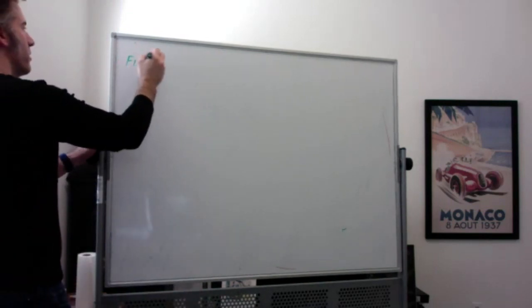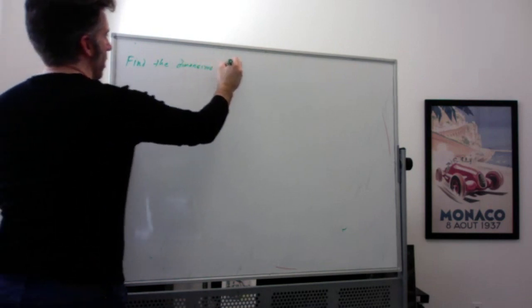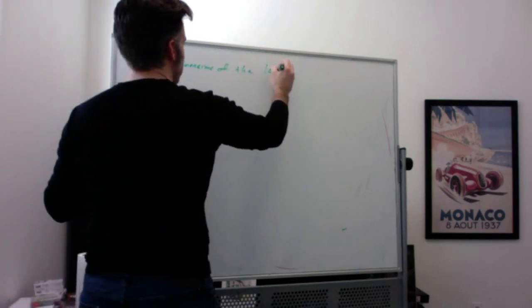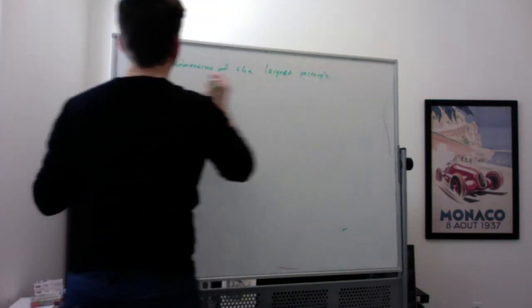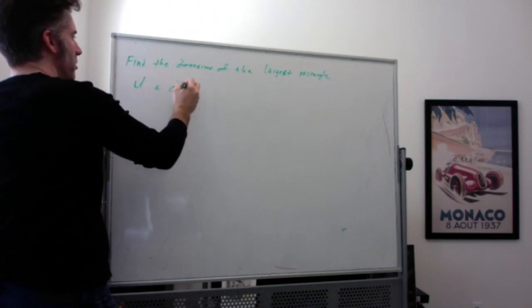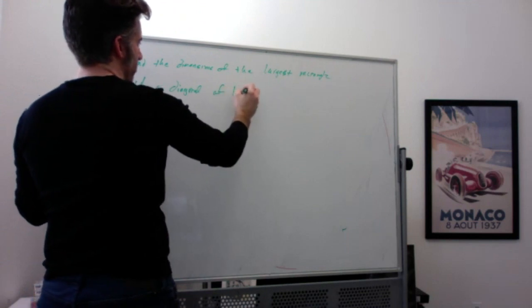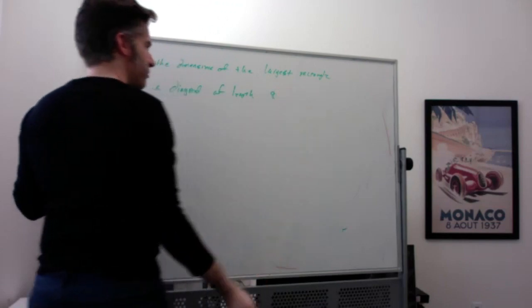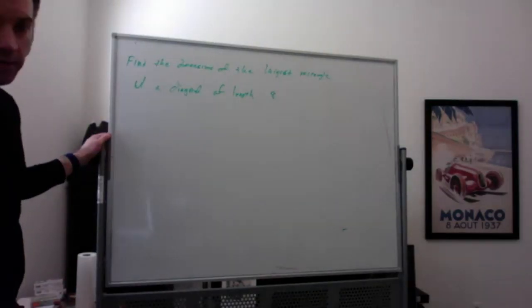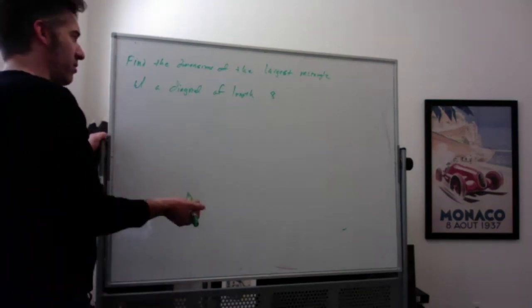Okay, so let's say we've got this. Let's say I want to find the dimensions of the largest rectangle with a diagonal of length, let's go with, 8. All right, so I want to find the dimensions of the largest rectangle by area with a diagonal of length 8.